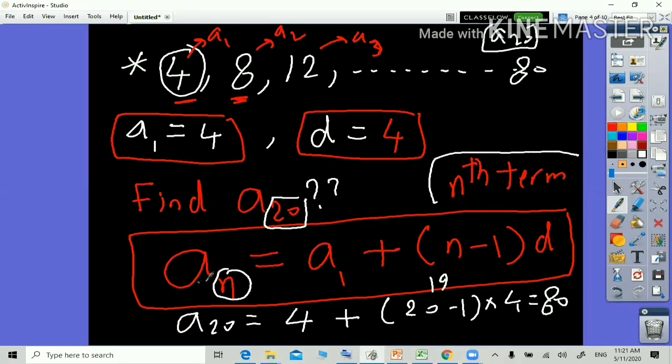You have to memorize it. I memorized it, by the way. An equals A1, the first term, plus parentheses, n, the number of the term you want to find, minus 1, times d. This is our nth term. It helps you find the value of any term in that sequence or any sequence, but it's especially for arithmetic sequences, because for geometric sequences, inshallah, we'll learn another formula. Till now, do you have a question about our lesson?